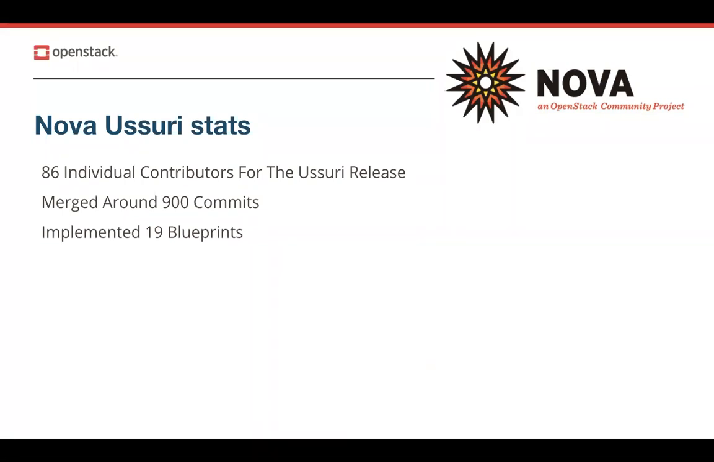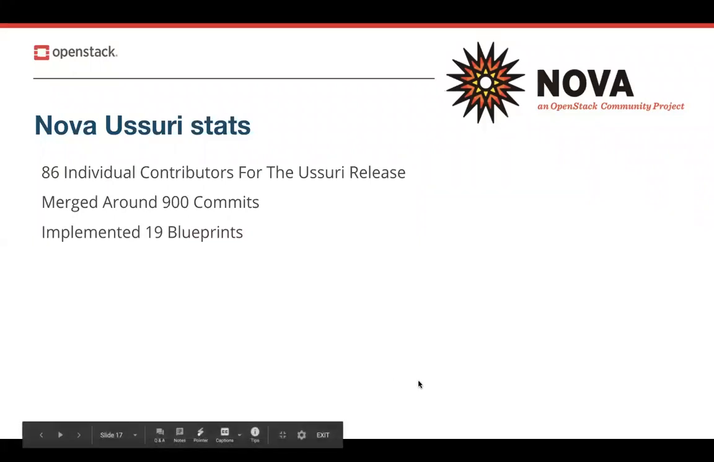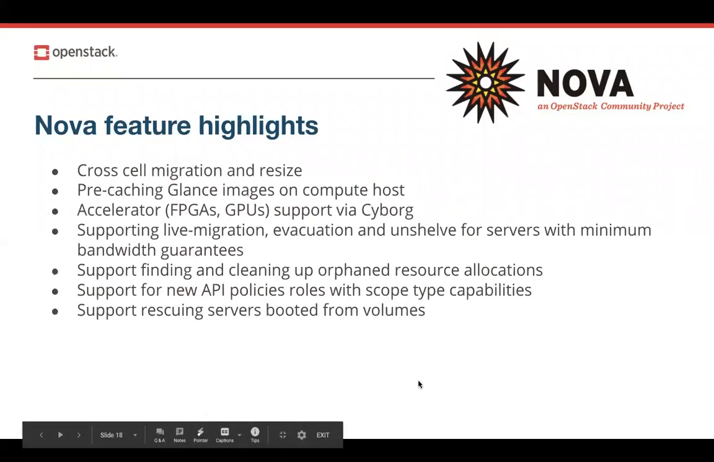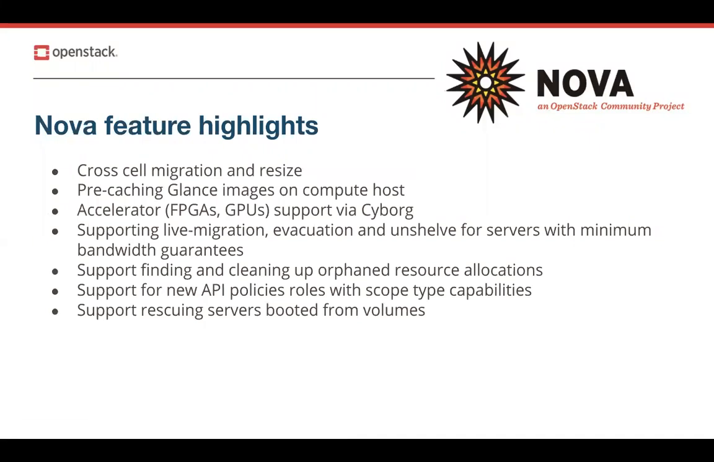Some quick numbers: we had 86 individual contributors for the Ussuri release, and with them we merged around 900 commits, and with that implemented 19 blueprints. That's, I think, average performance for the Nova team. I will talk about some of the features. I suggest you read the Nova release notes, which contain a lot more detail and a longer list of features we implemented, but these are the most important ones.